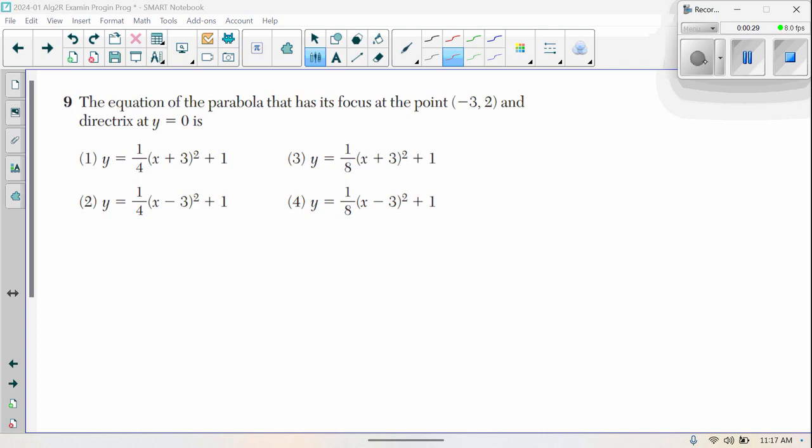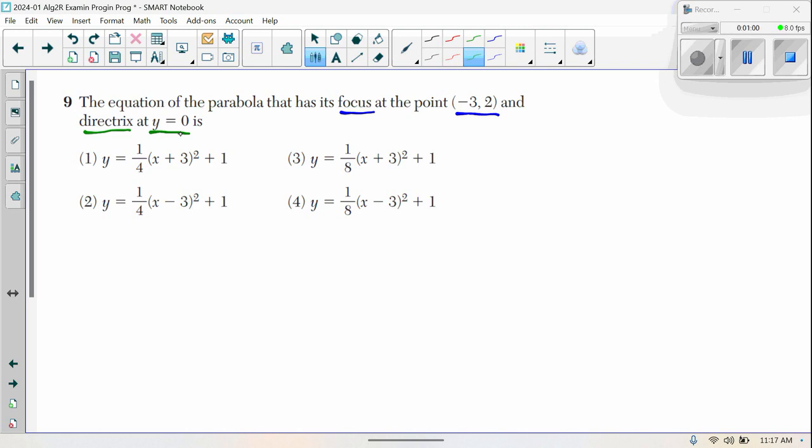I really like 9. I like focus, directrix, vertex, form of a parabola. To me, they're not that difficult. And if you know what you're doing, they're not that difficult at all. But I guess that goes with anything. So let's just start. 9, the equation of the parabola that has a focus at -3, 2, and has a directrix at y equals 0 is, okay, then we got to come up with the equation of the line.